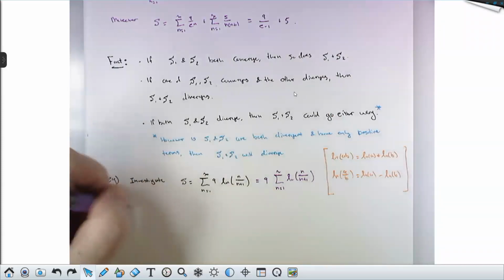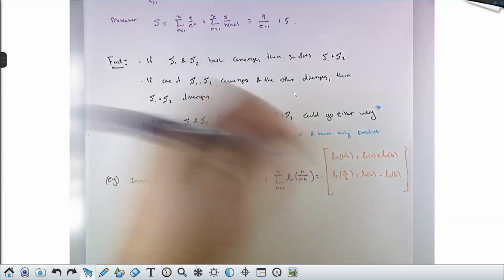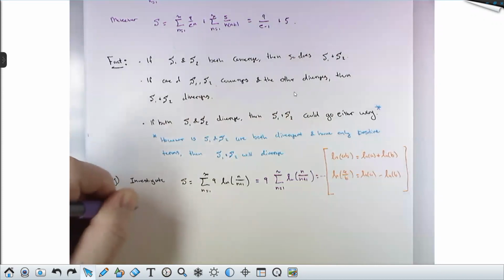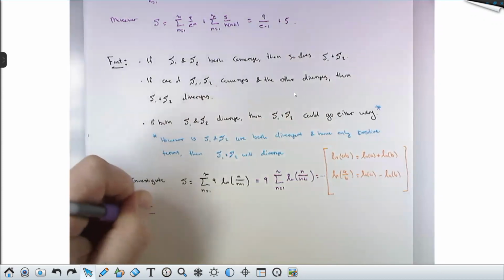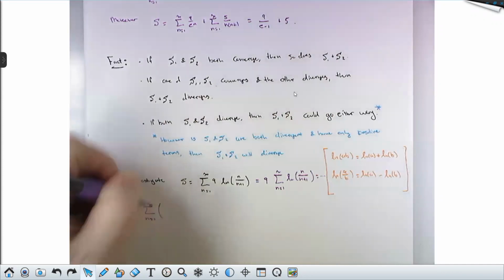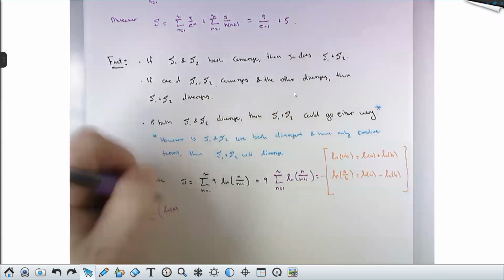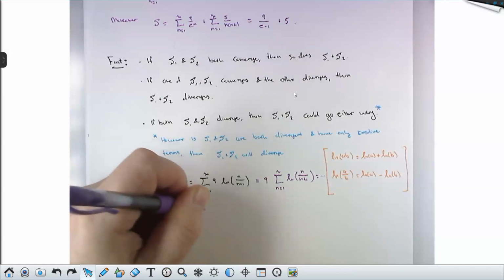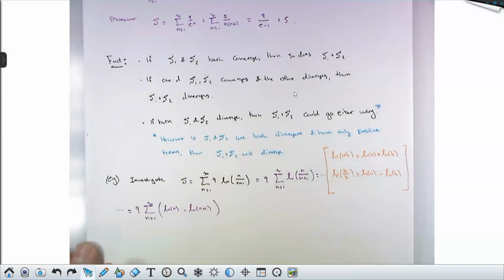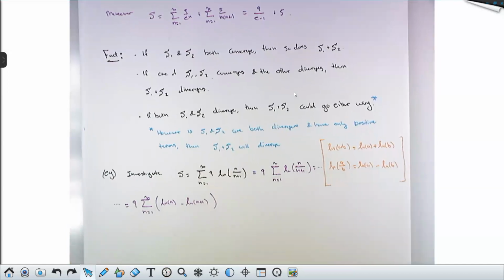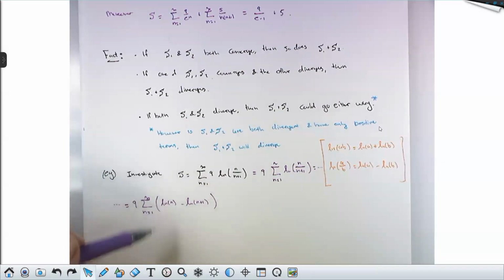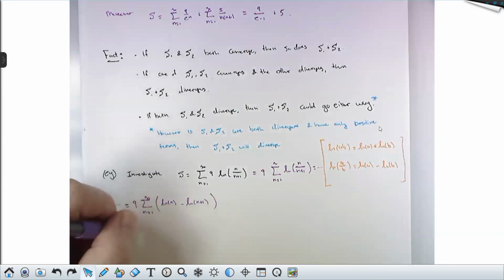So my series can be rewritten as 9 times sigma n from 1 to infinity, natural log of n minus the natural log of n plus 1. Now that does look like a telescoping series, right? The first few terms here would be log 1 minus log 2 plus log 2 minus log 3 plus log 3 minus log 4. The negative from each guy cancels the positive from the previous guy. So this now I can see as telescoping.